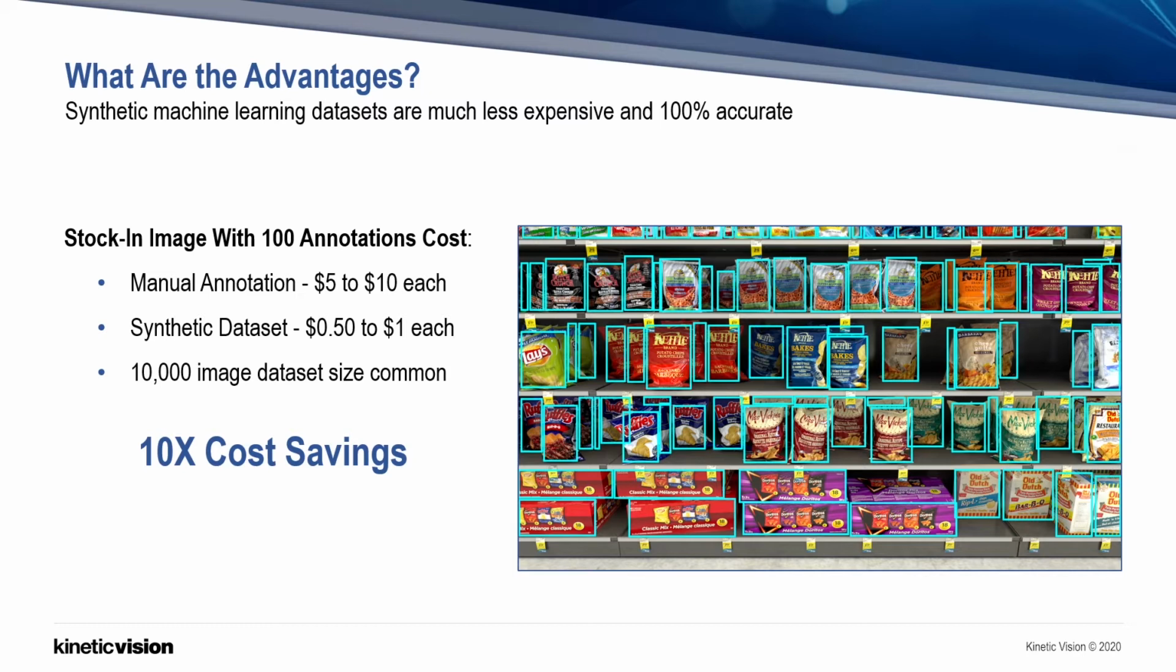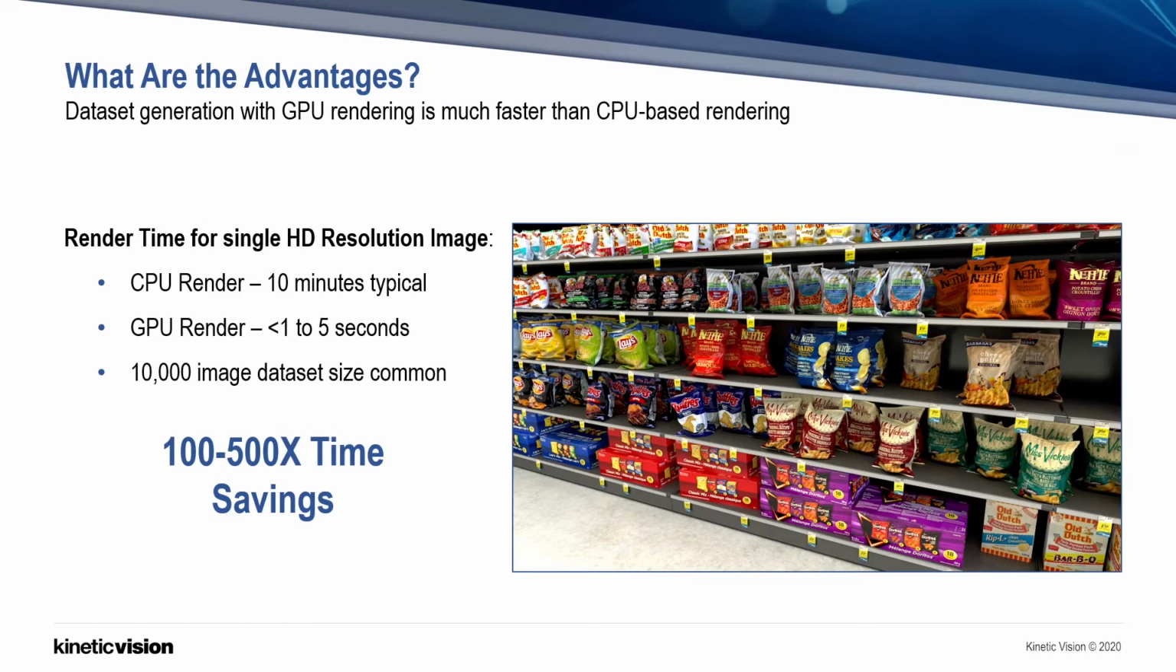In this example, an image from a store shelf camera has bounding box annotation depicting in-stock items. The 100 annotations in this image might cost $5 to $10 with manual labeling. The synthetic equivalent is easily 10 times less. In addition, rendering synthetic training datasets is dramatically sped up with the use of GPU processing. A 100 to 500 times improvement is typical.